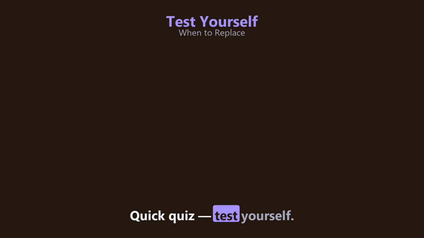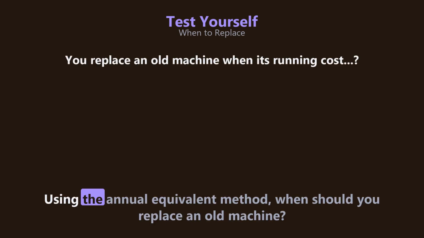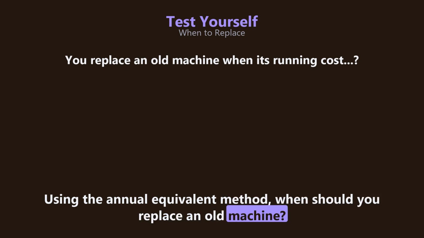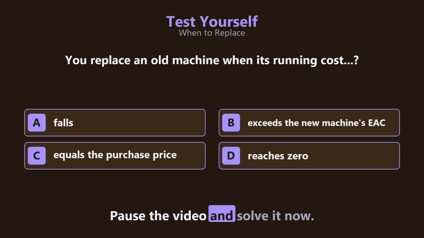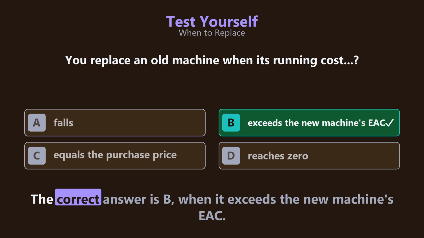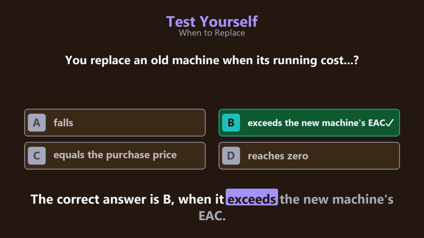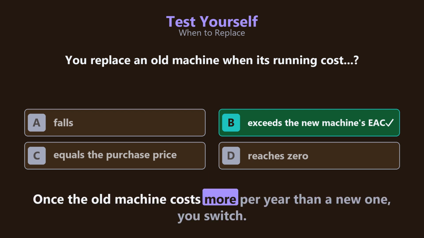Quick quiz, test yourself. Using the annual equivalent method, when should you replace an old machine? Here are your 4 options. Pause the video and solve it now. The correct answer is B, when it exceeds the new machine's EAC. Once the old machine costs more per year than a new one, you switch.